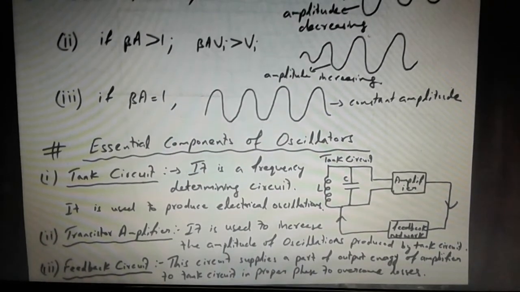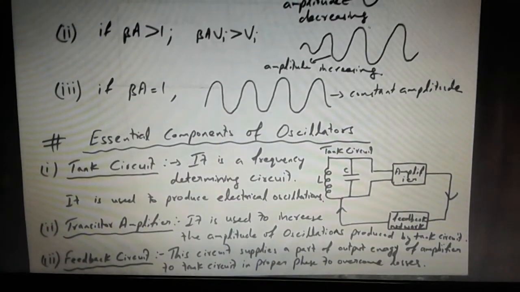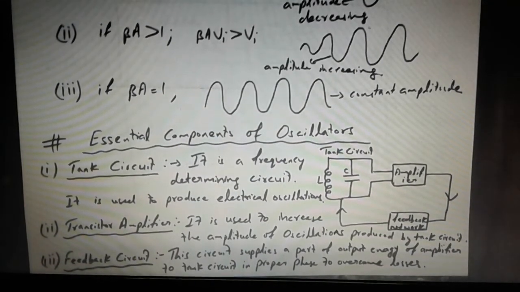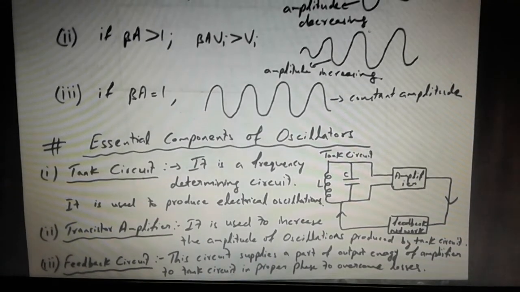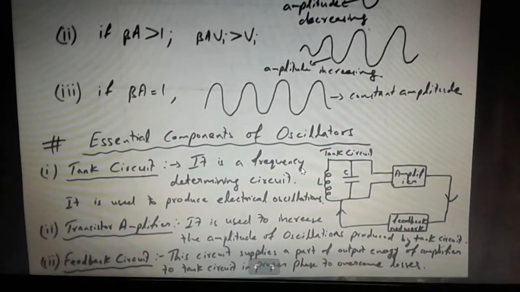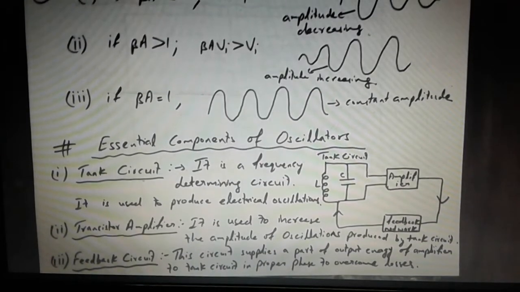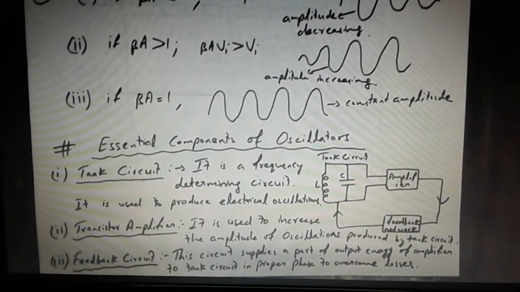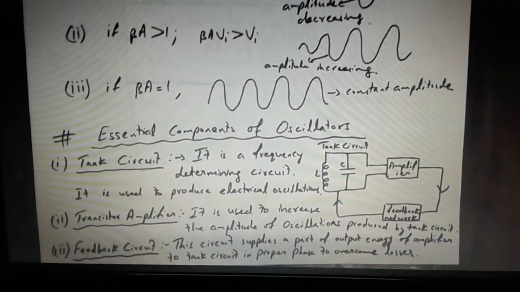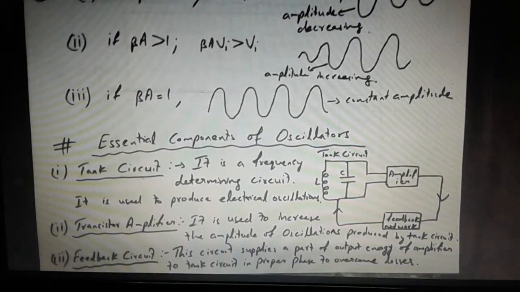The second component is the amplifier. The LC oscillations in the tank circuit gradually decrease in amplitude. Why does it decrease? Due to resistance in the circuit. So to increase the amplitude or the strength of the signal, we use an amplifier. That is why the oscillations which we obtain from the tank circuit are fed to the amplifier. The amplifier, as usual, is used to increase the amplitude of oscillations.